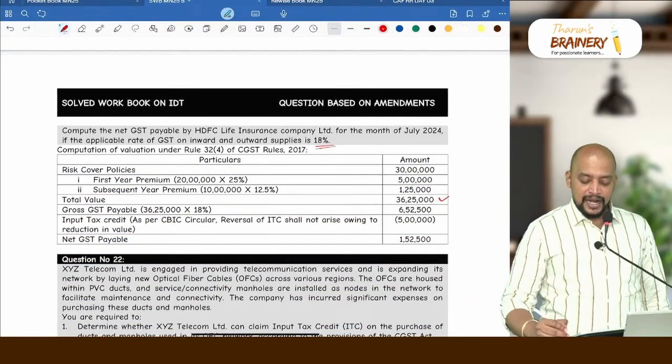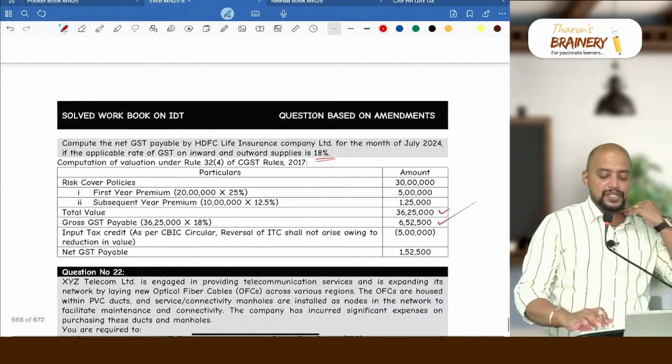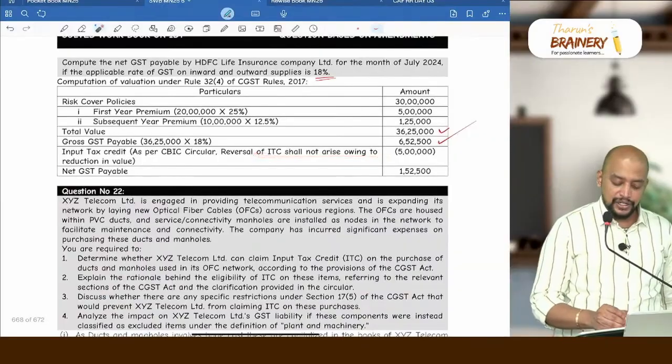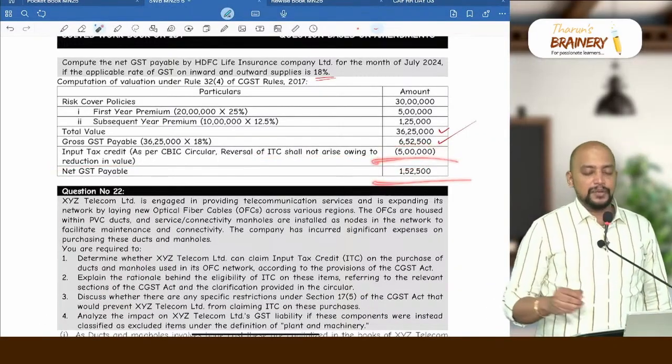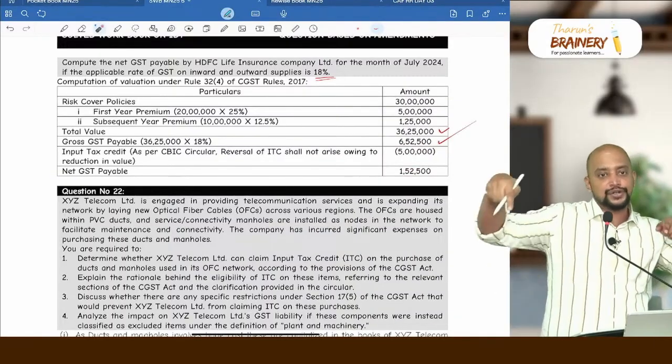So you can see here 36,25,000, the rate of GST 18%, so 6,52,500. The entire ITC can be utilized because of the CBIC circular. As per the CBIC circular, reversal of ITC shall not arise owing to reduction in value. So 5 lakhs ITC, and net GST payable will be 1,52,500. Like that, they can blend valuation related provisions to this circular.